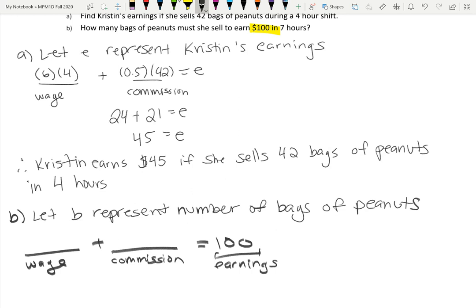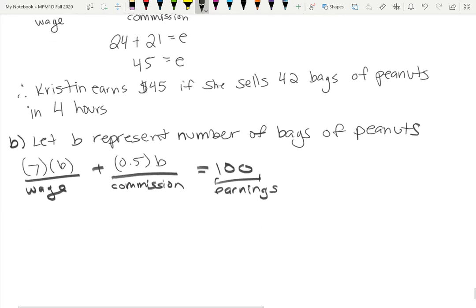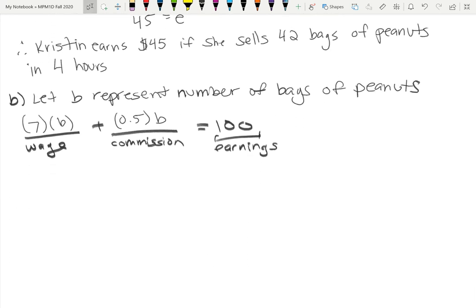So it's 50 cents a bag of peanuts, and we don't know how many bags. The question is asking how many bags, so that's our B. And then in 7 hours, she gets paid $6 per hour. Okay, so that's a 6. That's not a B. So 7 times 6, that's 42, plus 0.5B is equal to 100. And I'm going to isolate for B.